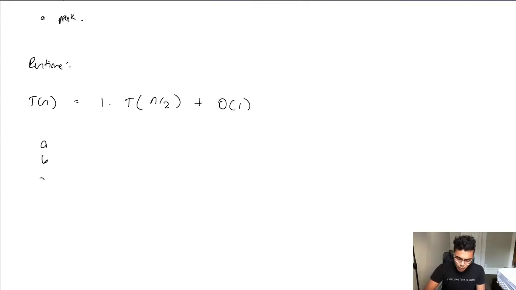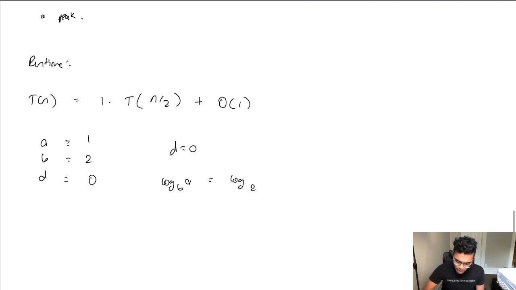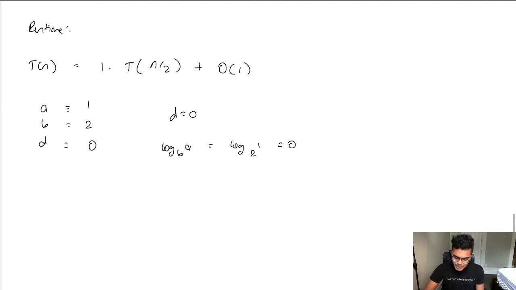If I were to write out a, b, and d for the master theorem, I would see that a is equal to 1, b is equal to 2, and d is equal to 0, because n to the d has to be 1, so d has to be 0. So what happens to the relation between d and log base b of a? d is equal to 0. Log base 2 of 1 is equal to 0. So we immediately notice that 0 is equal to 0, or d is equal to log base b of a.